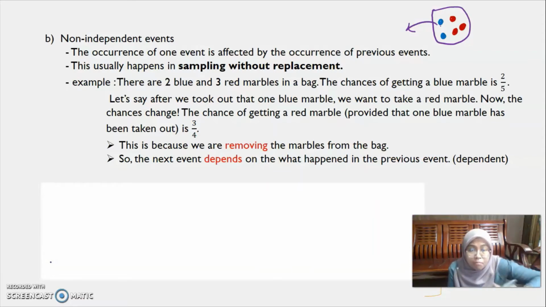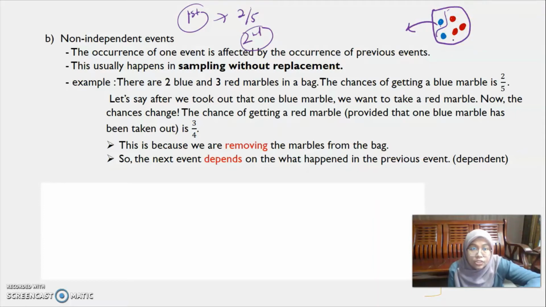I have these 2 blue marbles and 3 red marbles. For the first trial, I took one blue marble out of the bag, so the probability of getting a blue marble is of course 2/5. For the second trial, since the first marble was already taken out of the bag, we are left with only 4 marbles in the bag.